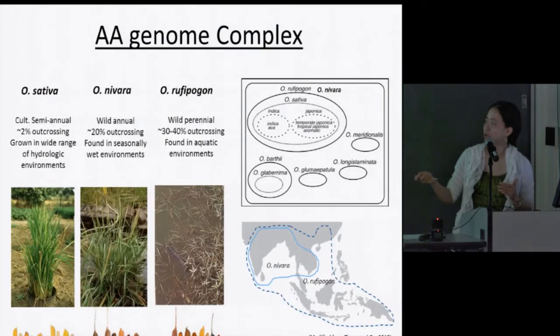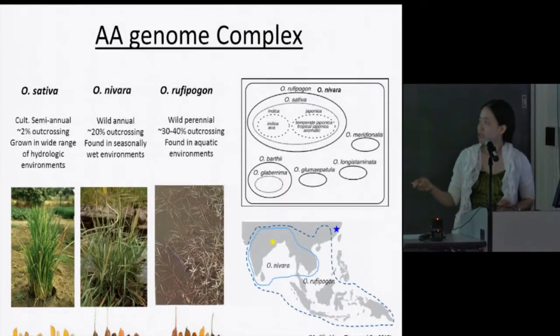And I just wanted to point out here that the Oryza nivara, the annual, and Oryza rufipogon share a current geographic range, and that's South and Southeast Asia. Nivara is predominantly in continental South and Southeast Asia, whereas rufipogon extends from the continental side through the oceanic or archipelago Southeast Asia.